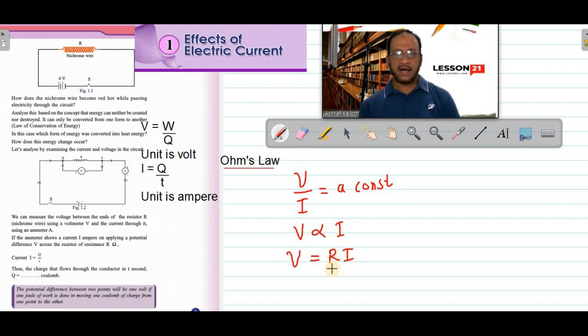This constant R is found to be equal to the resistance of the conductor. Or we can say V by I is equal to the constant R. So R is the resistance of the conductor. It is measured in a unit called ohm, O-H-M. Ohm is the unit of resistance. This is the symbol of ohm.